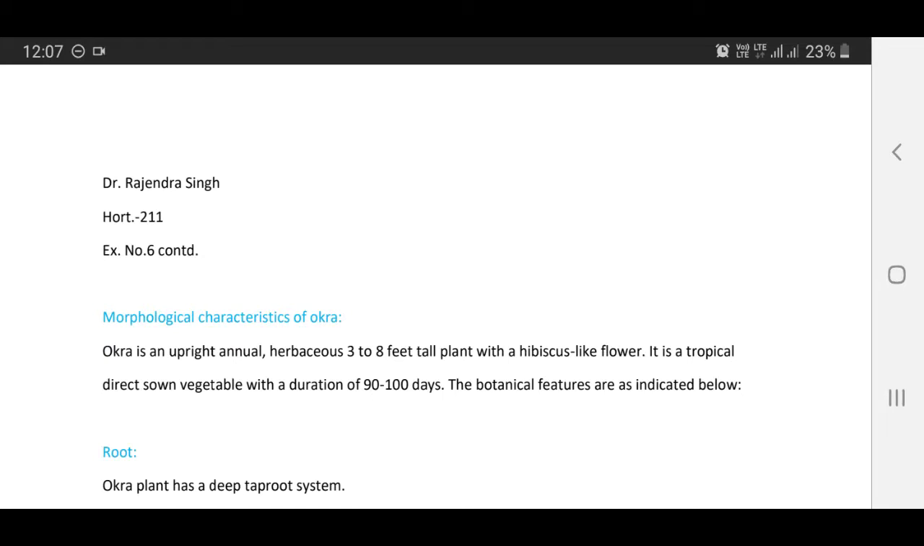Everyone, today's exercise is morphological characteristics of okra. It is in continuation of exercise number 6. Okra is an upright annual herbaceous 3 to 8 feet tall plant with hibiscus-like flower. It is a tropical direct sown vegetable with a duration of 90 to 100 days. The botanical features are as indicated below.